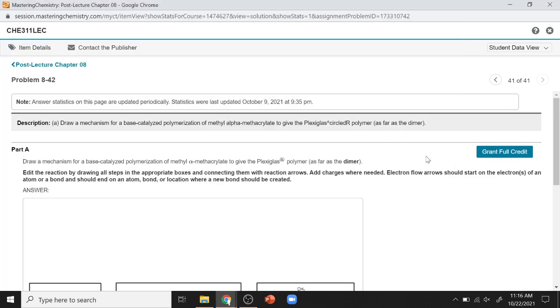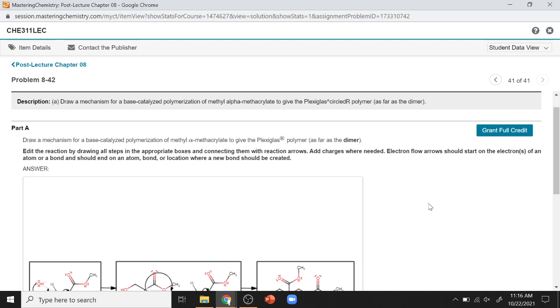So draw a mechanism for a base catalyzed polymerization of methyl alpha methacrylate to give the plexiglass polymer. By the way, that's as far as the dimer. All you need to do is just the dimer, because you don't have to go 10,000 of them. So remember, poly means as many as. You could have essentially infinite, right?